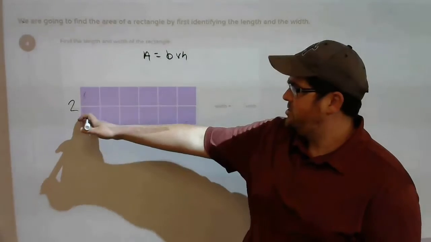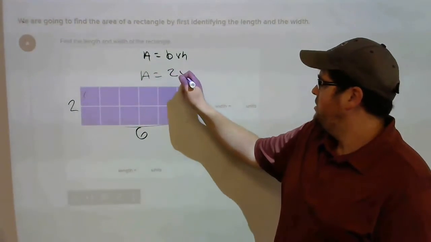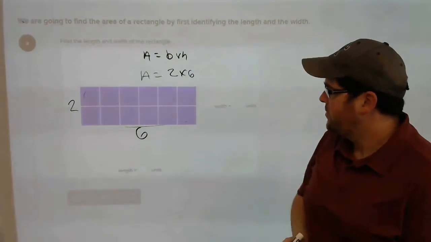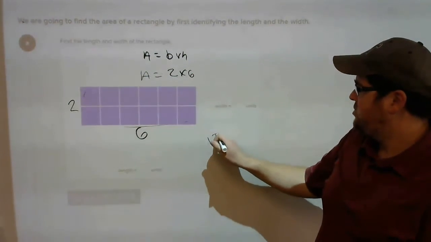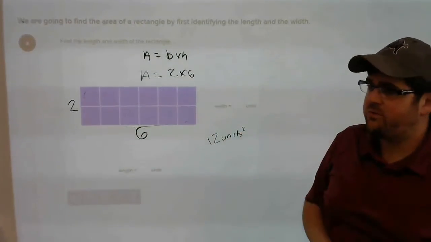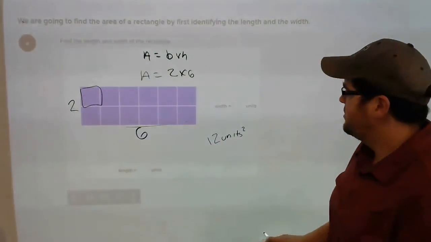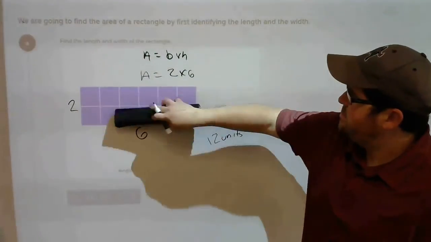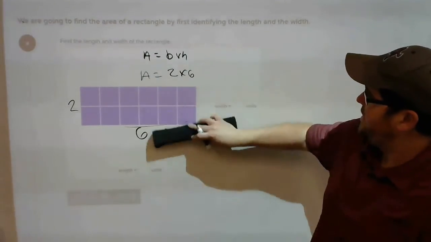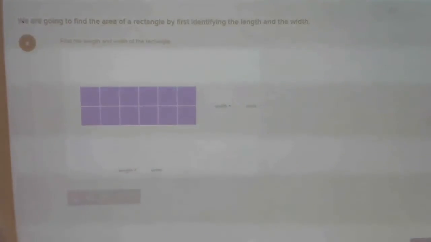So in this case, I've got 2 high and 6 across. So my area would be 2 times 6, in which case the answer would be 12 units squared. We do have to square the units because we're dealing with literally square units. And with these simpler problems, it's just going to have you find the width and the length before you multiply it. So that's one type of problem you might see today. Let me go find another one.